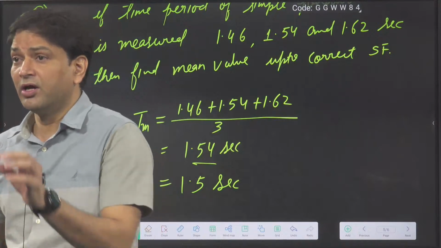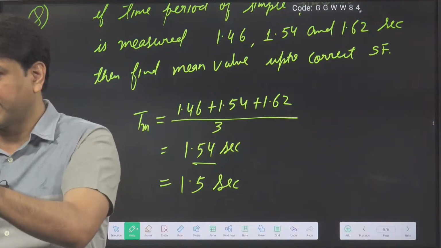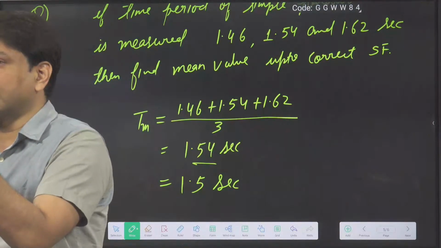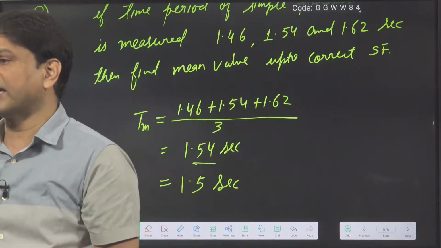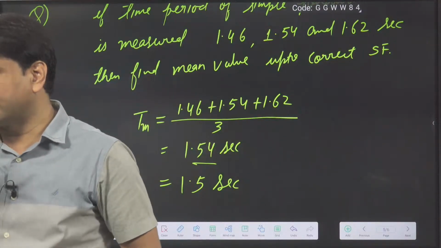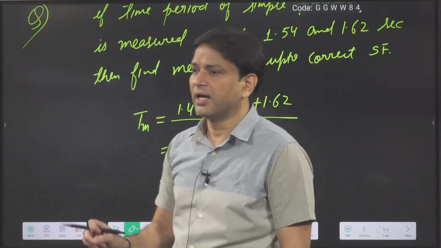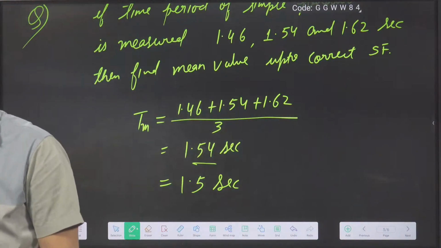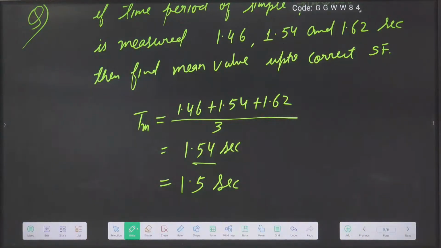Suppose in this question I gave 1.56, 1.54, 1.52. By seeing the data you can see the decimal first place is certain: 1.56, 1.54, 1.52. So the decimal first place is certain, then I can write the answer up to 2 decimal places. But here, after seeing the data, the decimal first place is uncertain, then how can we say the decimal second place? Everybody got or not? Understood? Okay then.